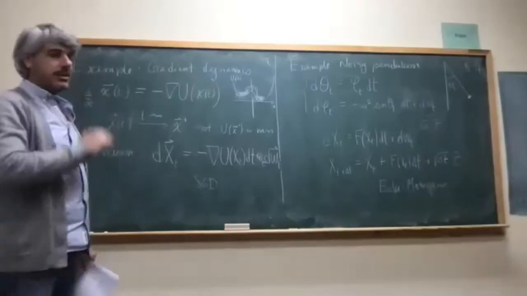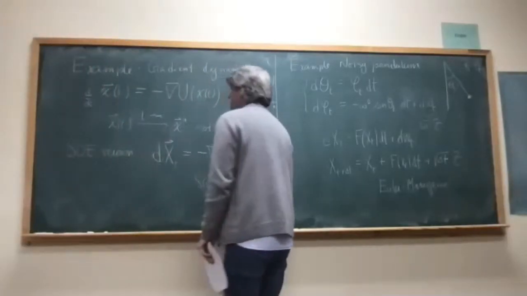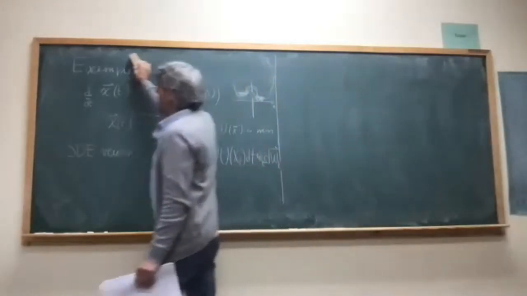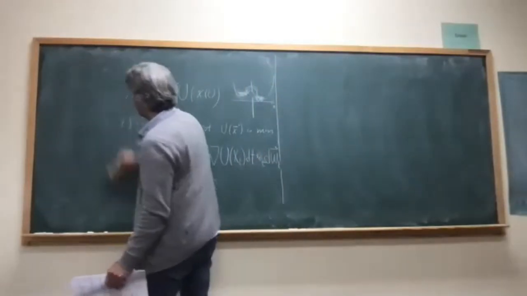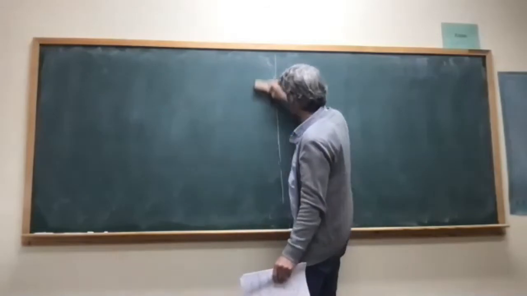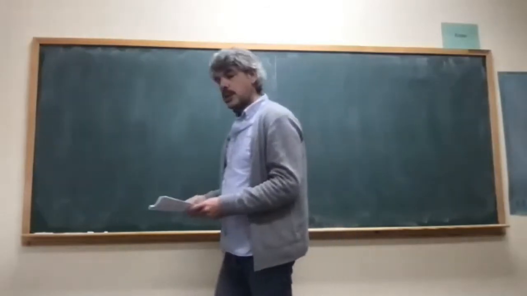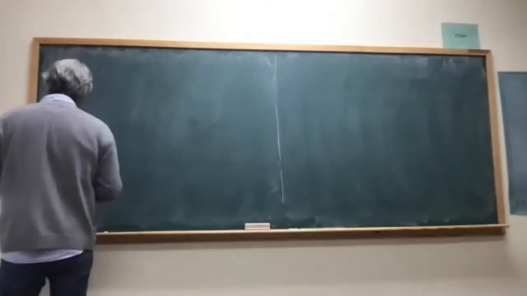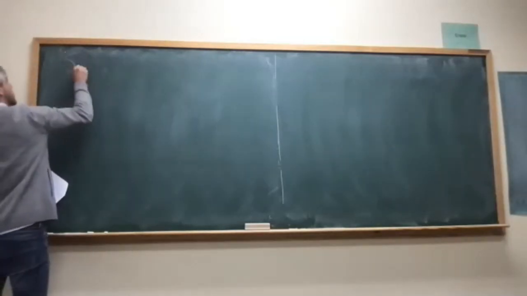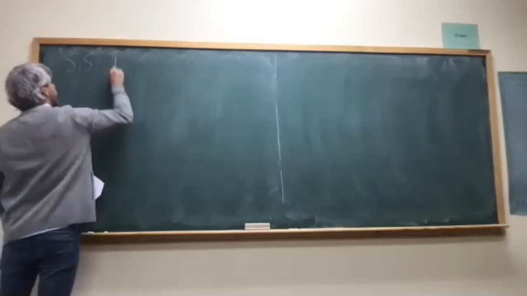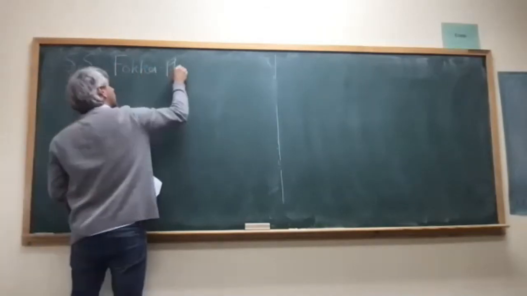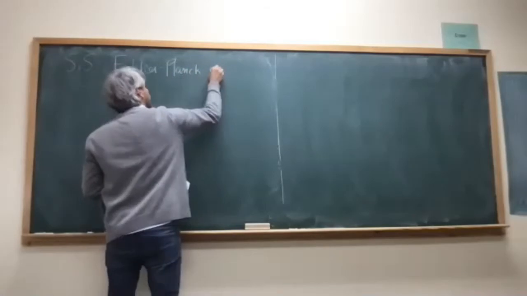What I want to discuss now, and this is the last topic for today, is what we call the Fokker-Planck equation. We saw yesterday something that we call the master equation. The master equation was the evolution equation for the distribution of the process. We have something similar for a stochastic differential equation, which is called the Fokker-Planck equation. So this is section 5.5, Fokker-Planck equation.